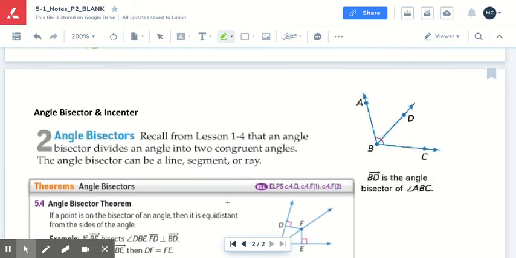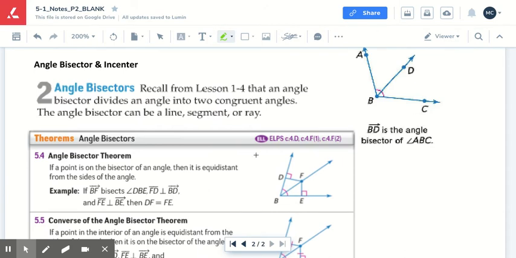All right, so now we're going to look at the angle bisectors and the other center that we're looking at today, which is called the incenter. So the angle bisector is the ray that bisects an angle, divides an angle into two congruent angles. So on this picture over here, for our angle ABC, if ray BD is the bisector, then that means angle ABD is congruent to angle DBC.